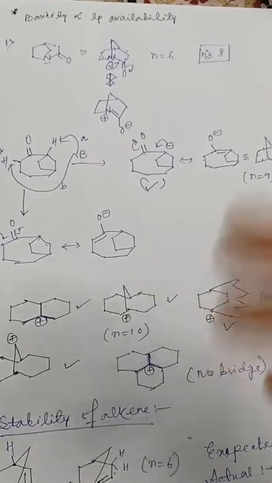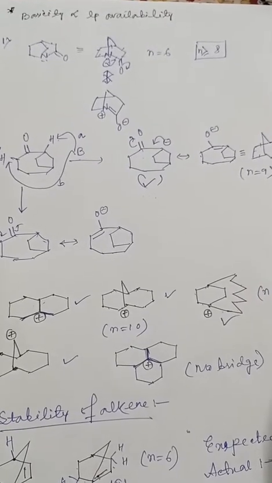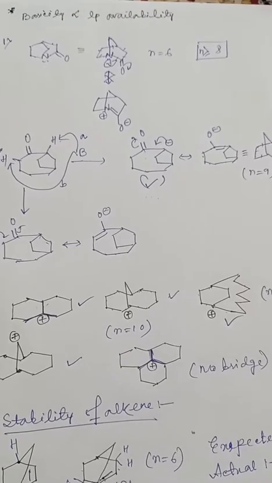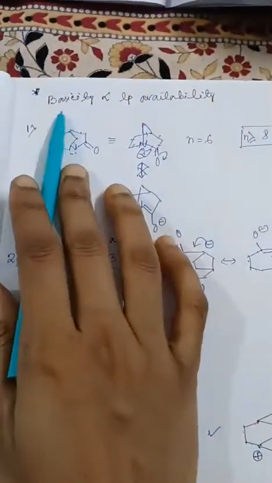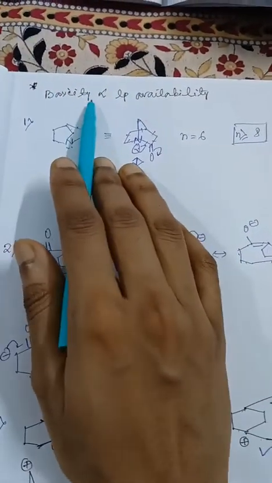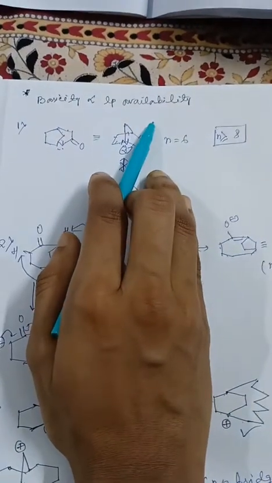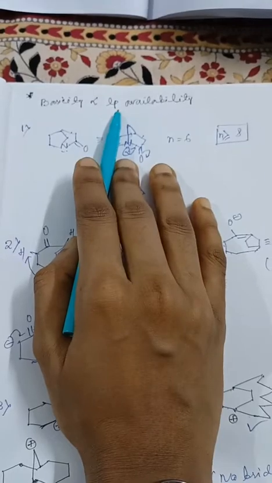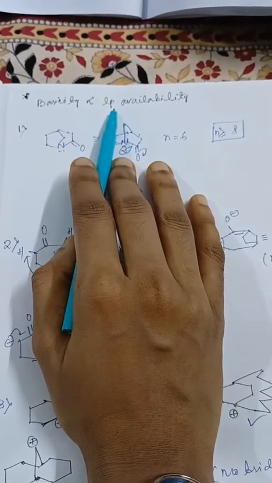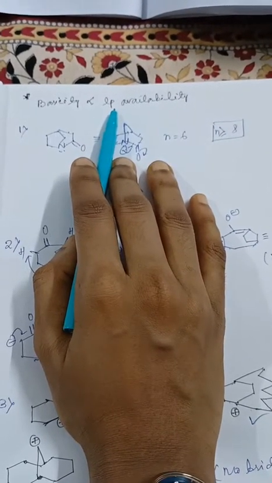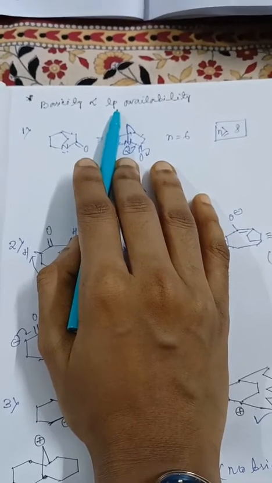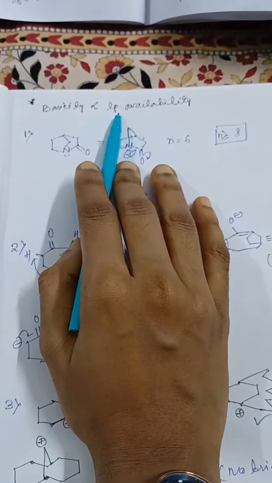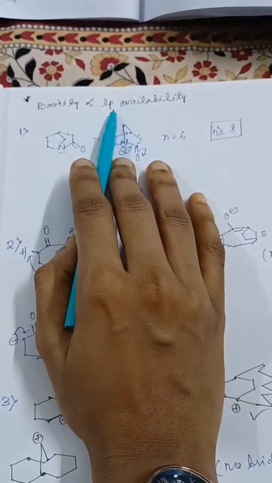Okay, here I am providing some examples of Bredt's rule application. The first thing we must remember is that basicity is proportional to lone pair availability. So the more lone pair available on a certain atom, the more is the basicity. If the lone pair is involved in any resonance or any kind of conjugation, of course the availability of that lone pair will be less and the basicity will be less.